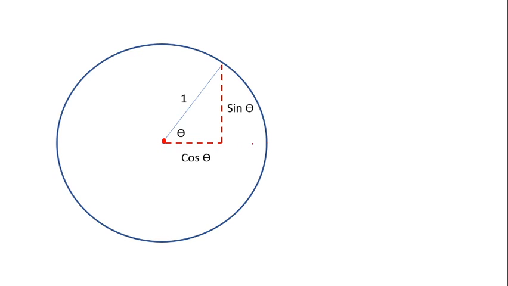Now cosine theta starts here at 1 because it's this distance here, goes to 0 at 90 degrees, minus 1 at 180 degrees, 0 again at 270 degrees, and then back up to 1. So again it repeats itself every 360 degrees as we go around.